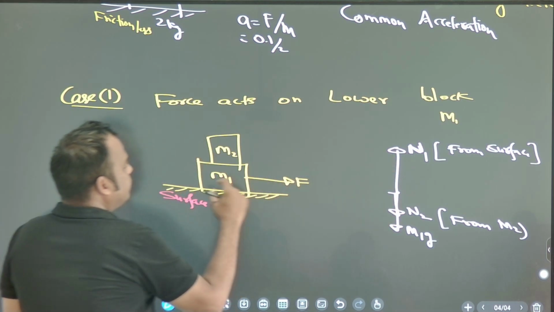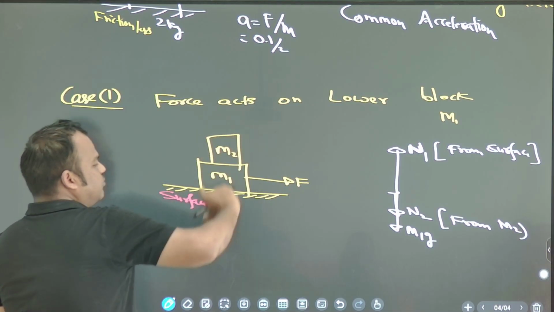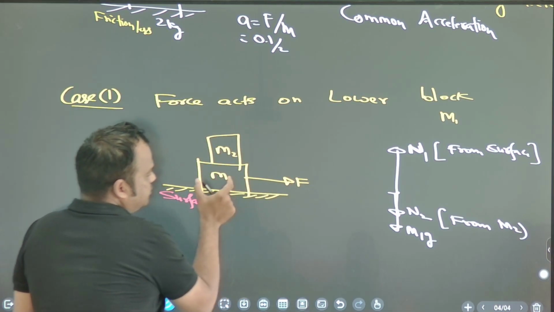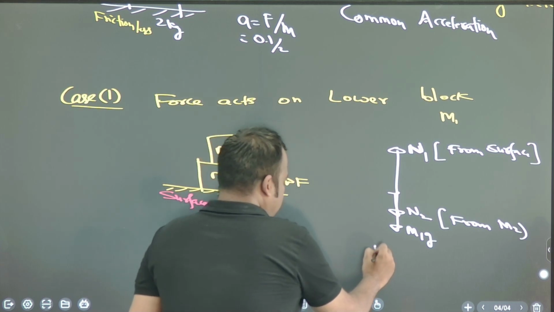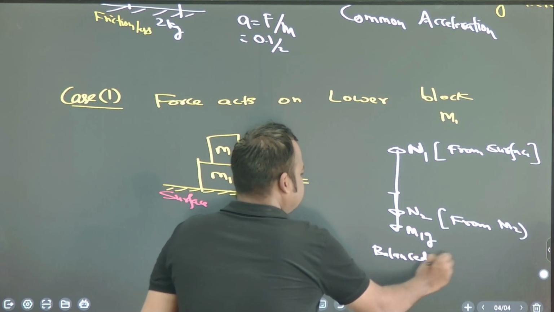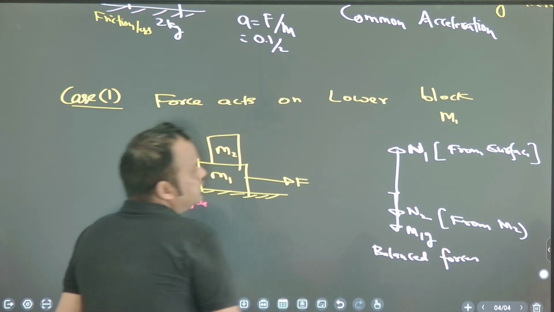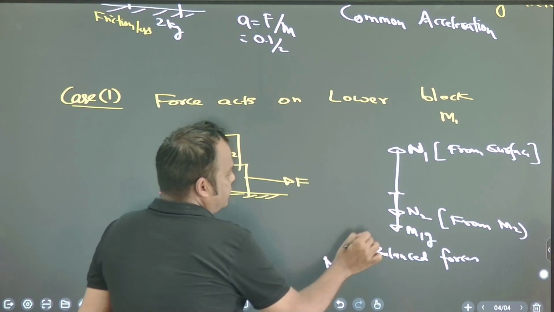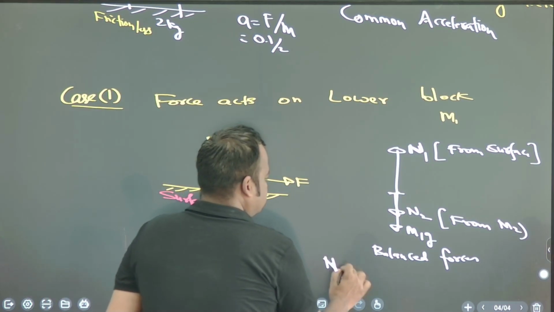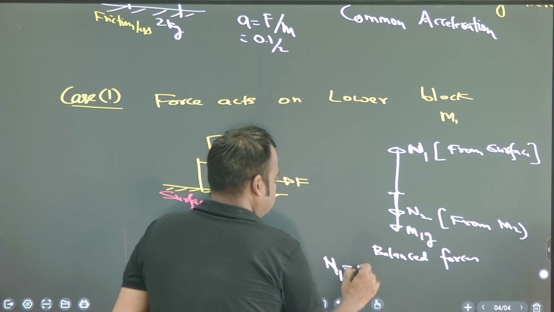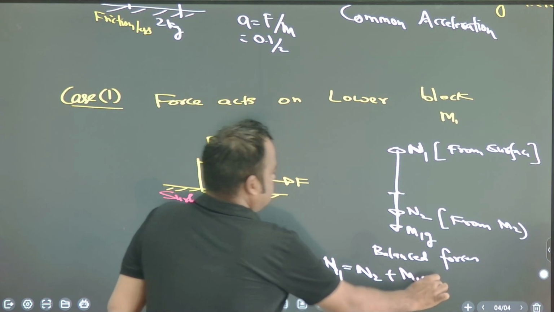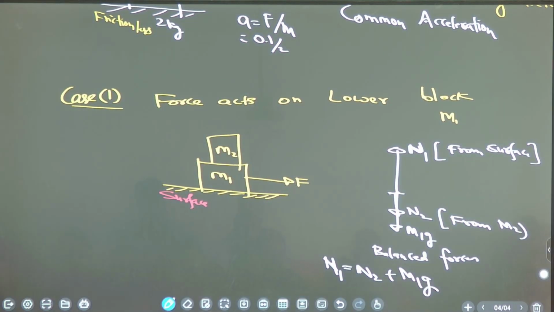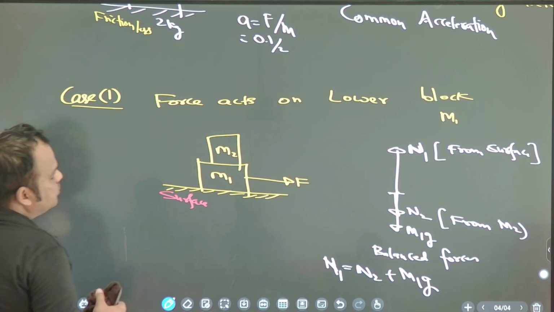So what is the relation? They are balanced. M1 is not going up and down. M1 is sliding right only. So this is balanced. What do you write? N1 is equal to N2 plus M1g. Okay, clear? Forces are balanced. Understood? So vertical forces.